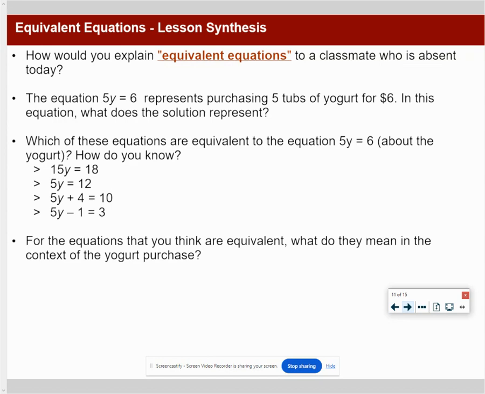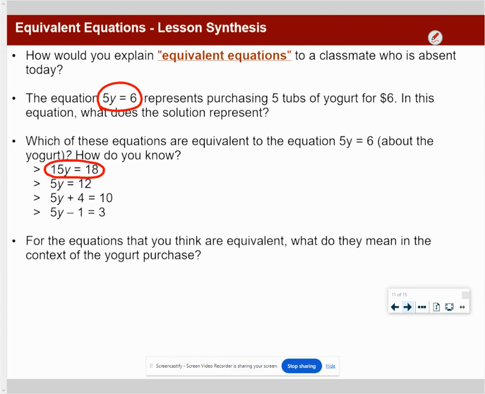This example that we've got here, they start with this equation, 5y equals 6. So this is talking about buying 5 tubs of yogurt and it's going to cost $6. And then they want to know which of these are equivalent and which ones are not. So if I would take both sides of that equation and multiply them by 3, I would get 15y equals 18. I'm going to say, yes, this one is equivalent.